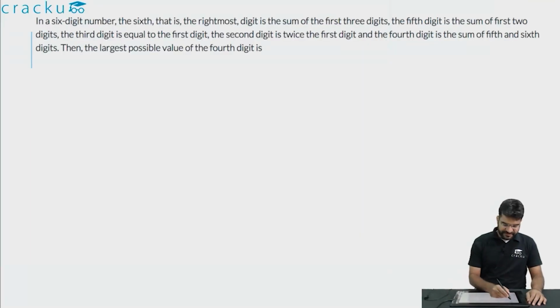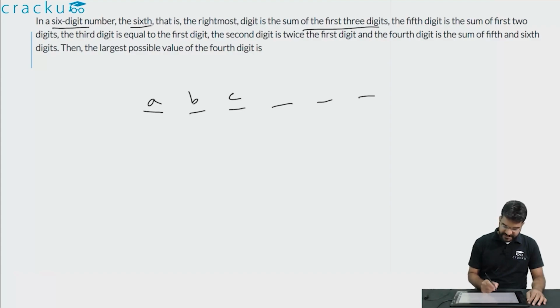In this question, it is given that there is a 6-digit number in which the 6th digit is the sum of the first 3 digits. So let us put in 6 blanks first. Let the first 3 digits be a, b and c. So the 6th digit will be a plus b plus c. The 5th digit is the sum of the first 2 digits. So the 5th digit will be a plus b and the 3rd digit is equal to the first digit.